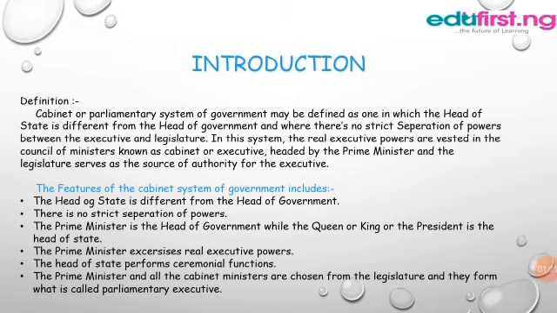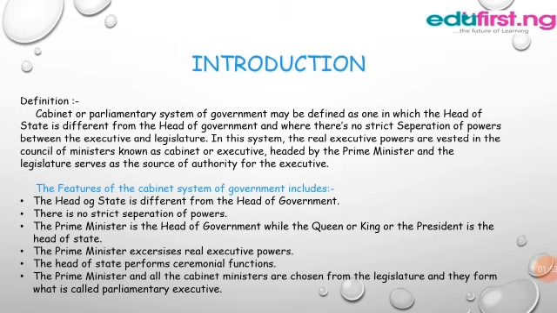Now let's talk about the parliamentary or cabinet system of government. Cabinet or parliamentary system of government may be defined as one in which the head of state is different from the head of government, and where there's no strict separation of powers between the executive and legislature. In this system, the real executive powers are vested in the Council of Ministers, known as Cabinet or Executive. It is headed by the Prime Minister, and the legislature serves as the source of authority for the executive.